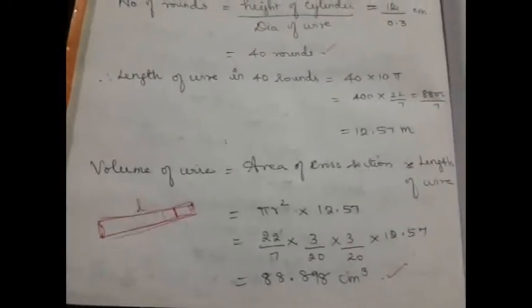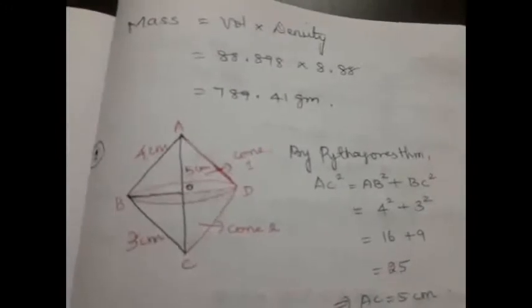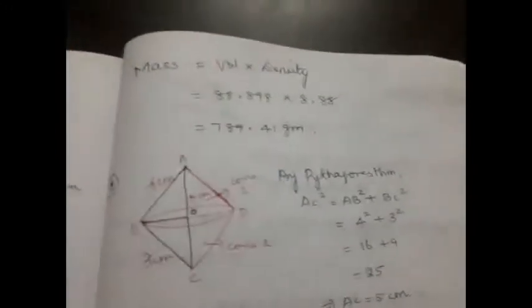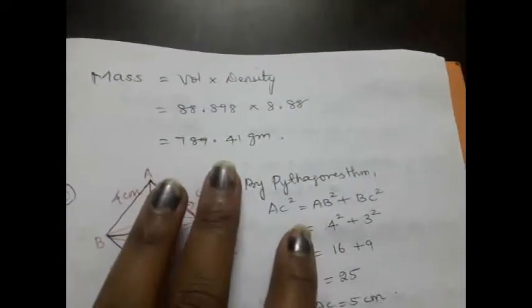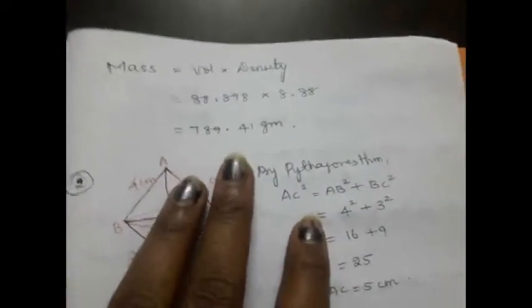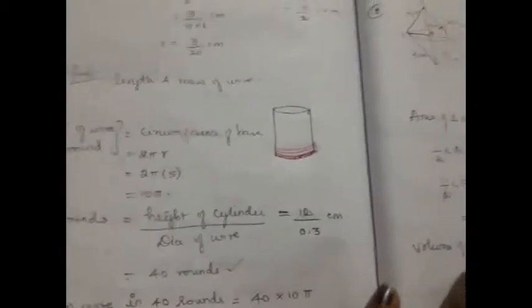In the question it is given that the density of copper wire per centimeter cube is 8.88 gram. Therefore, the volume of the wire multiplied by the density will give you the required mass of the wire, right? Hope you got it. I repeat what we have done here.